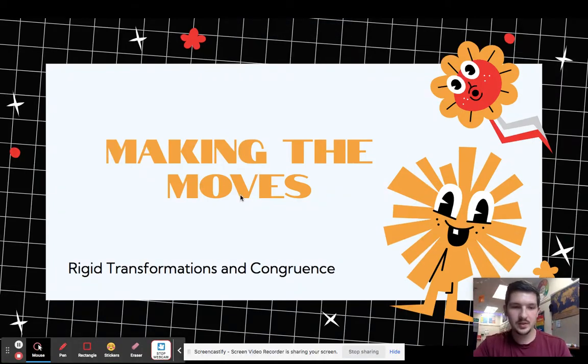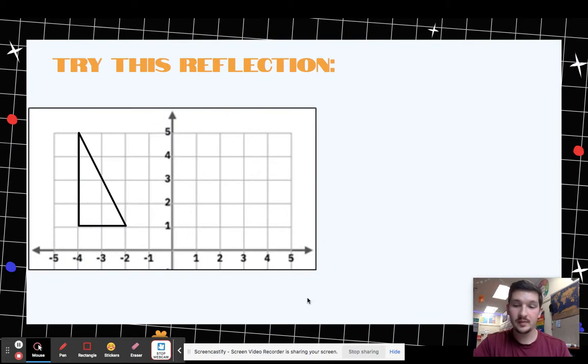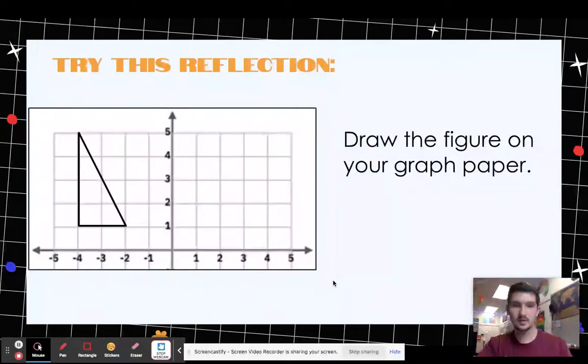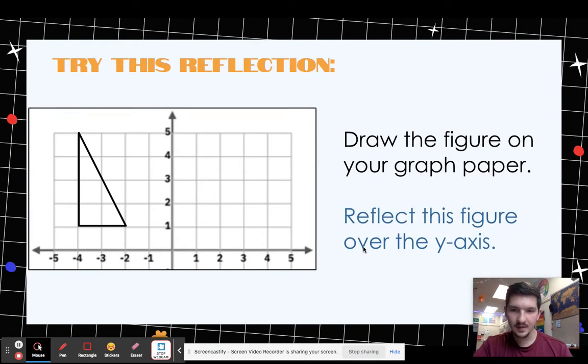Today we are actually going to do the same thing, but now we're going to focus on reflection. So exact same process, right? I would first like you to draw this figure on your graph paper. If you don't have graph paper, you can always just do it on a scratch piece of paper. Just draw your X and Y axis, okay? And then I would like you to try to reflect this image over the y-axis. So pause your video and give it a shot. Hopefully you paused it.